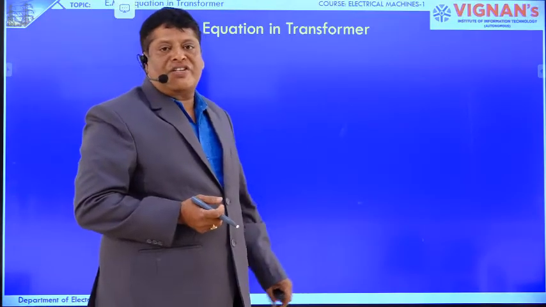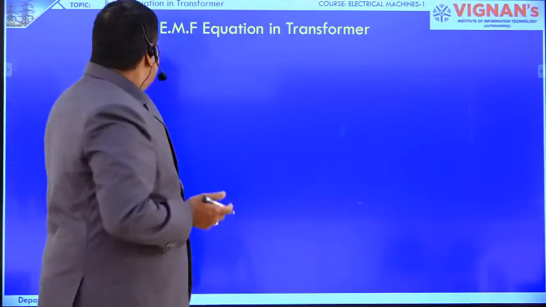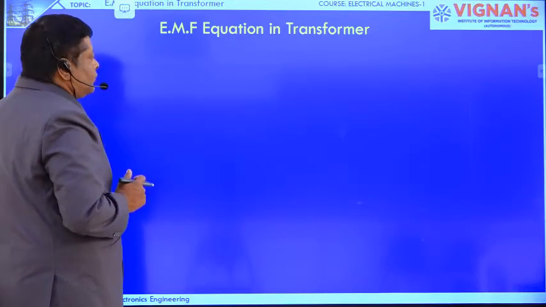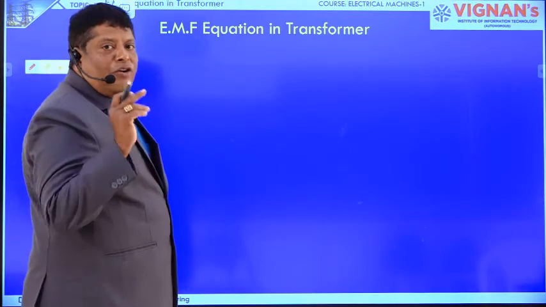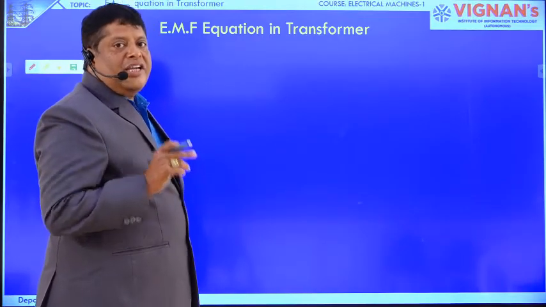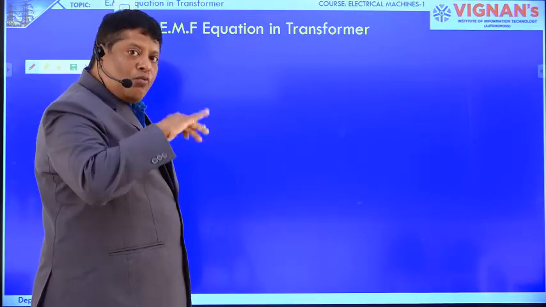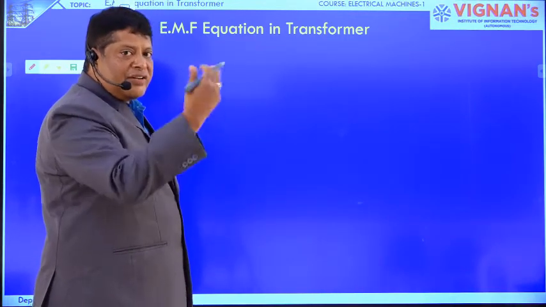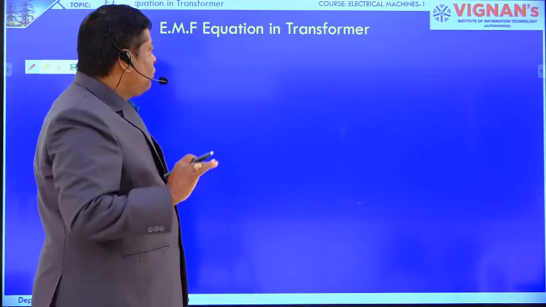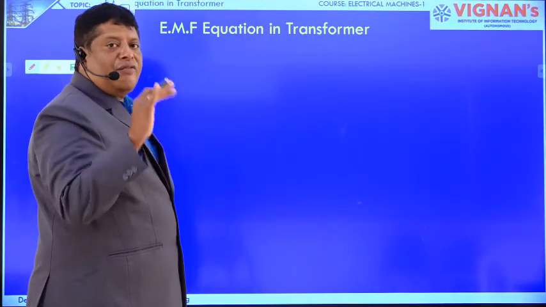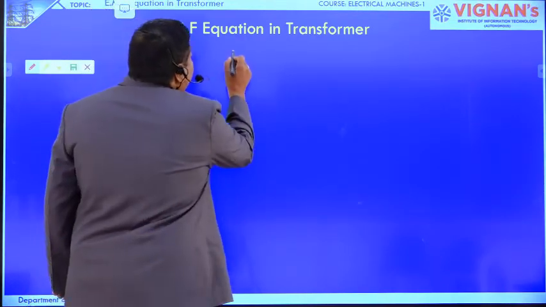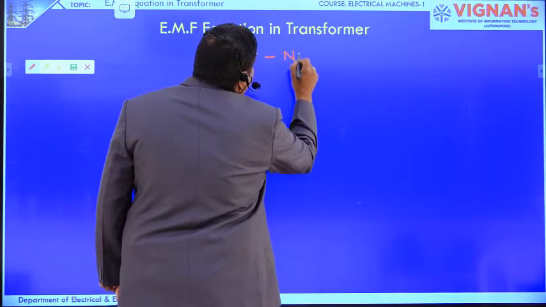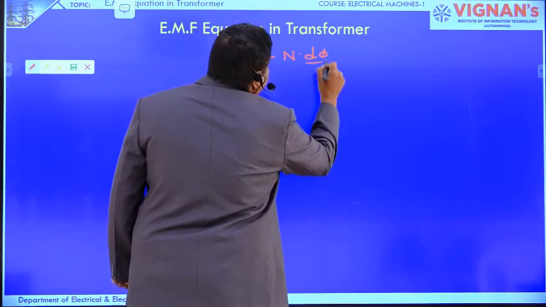Transformer EMF equation. According to Faraday's law of electromagnetic induction, the EMF induced in the two coils, there are two, the voltage will be induced in the primary winding as well as the secondary winding, E1 and E2. Generally we write the EMF induced in any coil as E equal to minus N into dφ by dt.